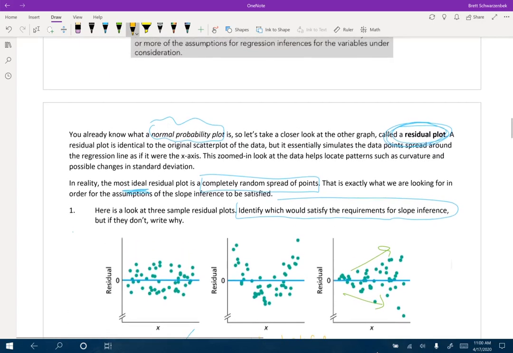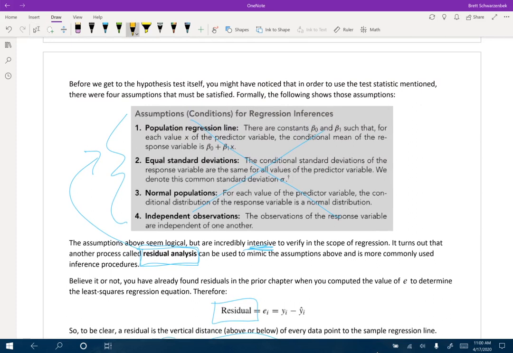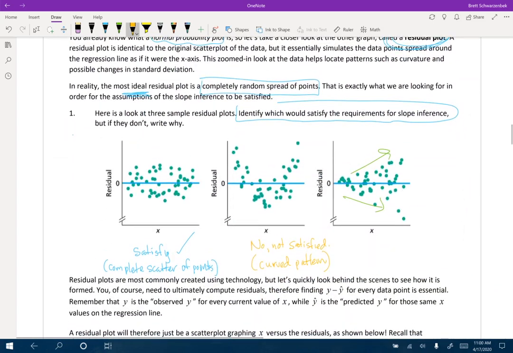Now, why is this an issue? If you go back to the assumptions we said we were sort of removing or replacing, one of the issues is that there must be equal standard deviations for the variables. If there isn't, you get this result, this spread, which is bad. So you would say no, not satisfied, because the standard deviation is not constant.